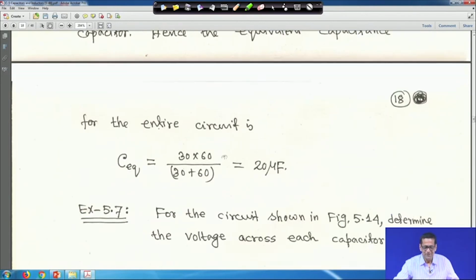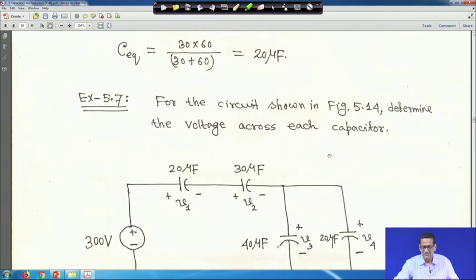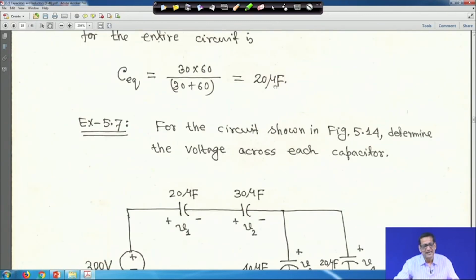Therefore, series means it is like finding equivalent resistance in parallel. In the same way, for series you have to do it for capacitors. So, 30 into 60 by 30 plus 60. So, 20 microfarad, right. So, this is the answer.